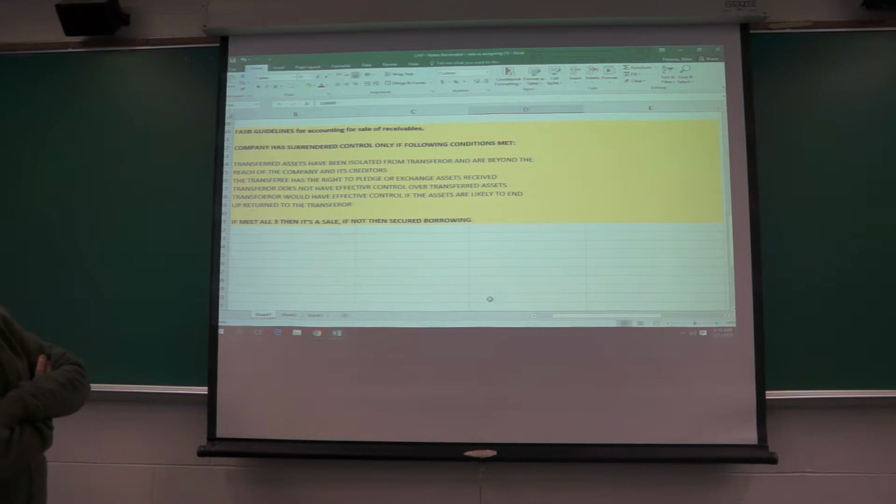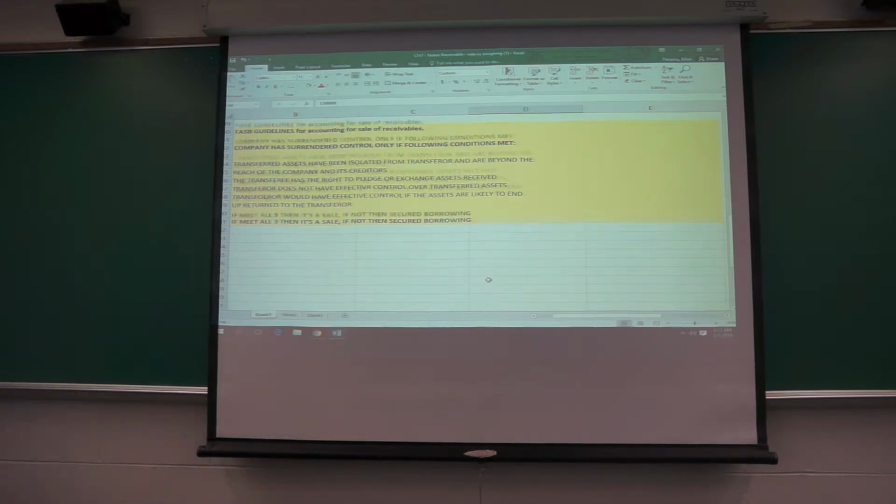So FASB guidelines for accounting for the sale of receivables. And you can read through those. I don't have to read them to you. Okay, so if all three of those are met, you can call it a sale. Otherwise, it's going to be accounted for as a secured borrowing.